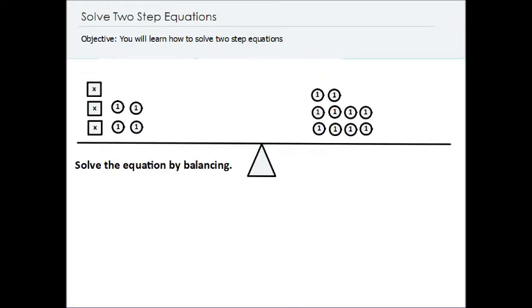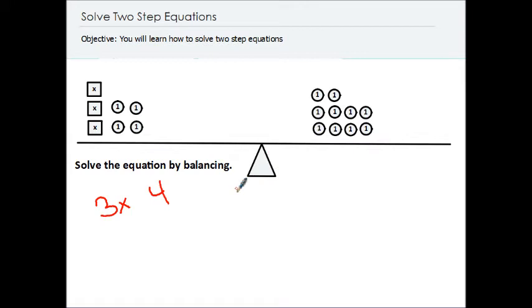All right, so just like before, we can talk about balanced scales. Right now we want to learn how to solve a two-step equation with a balanced scale. You look at it and say I have 3 x's here, so 3 x's, and 4 1's.